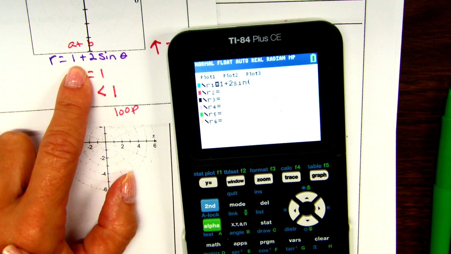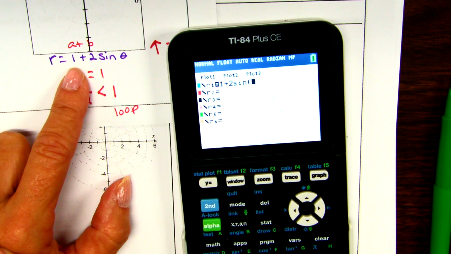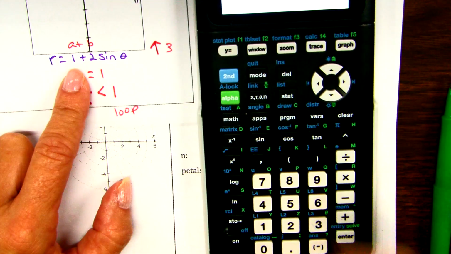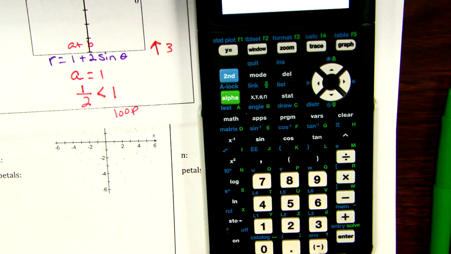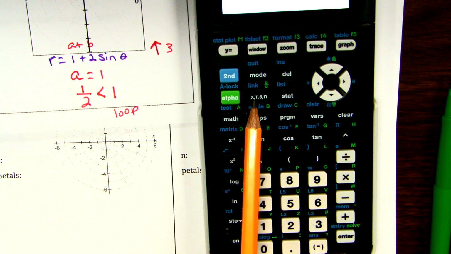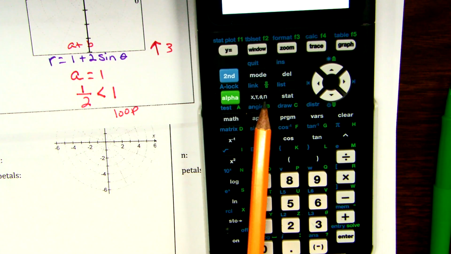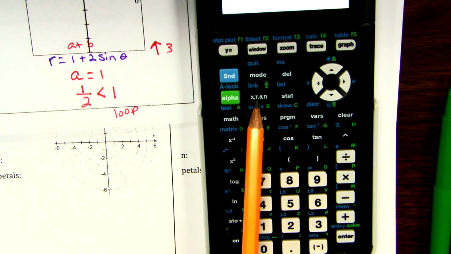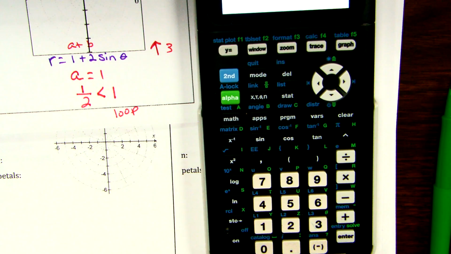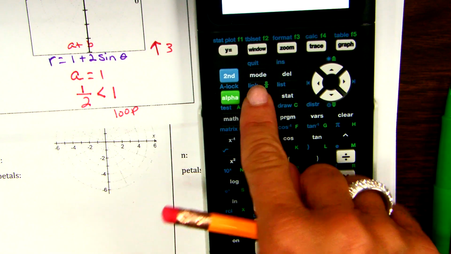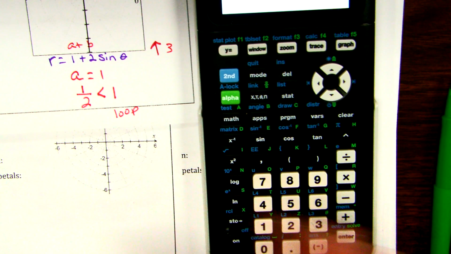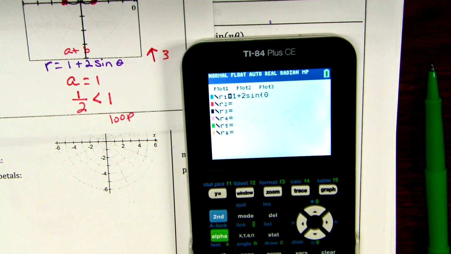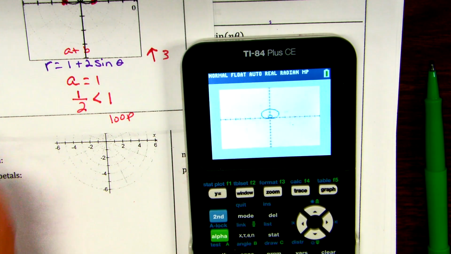And where is theta? Well, our calculators are really, really smart, and they know that when we switch to polar form, we don't want x there, we want theta. That's why, and you may have wondered it throughout the year, why does it say x comma t comma theta comma n? Because depending on what mode you're in, your calculator will put the right variable in. Since we're in polar mode, when you hit that button that I will keep calling x, it puts theta in. Okay? So now, if you graph it, you'll get that picture.